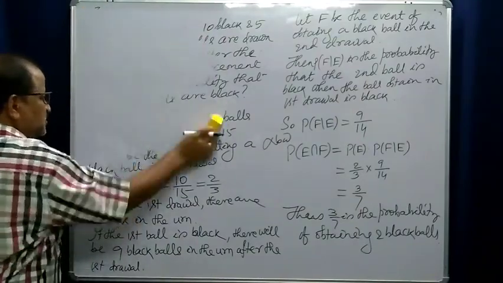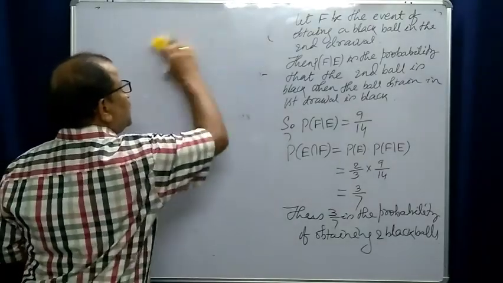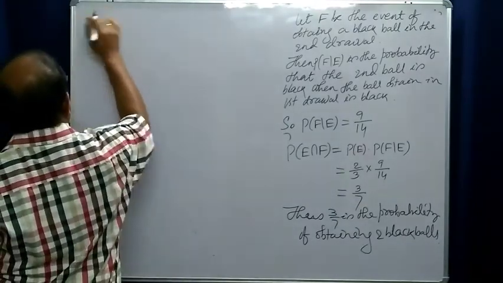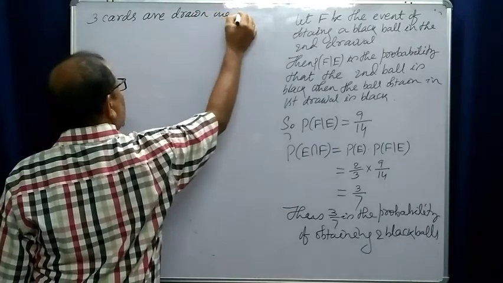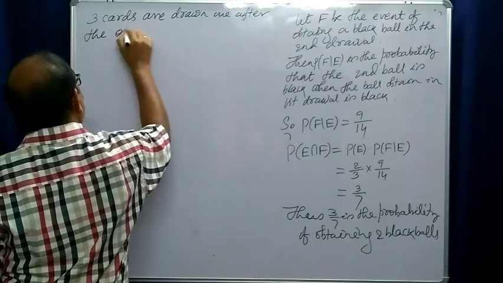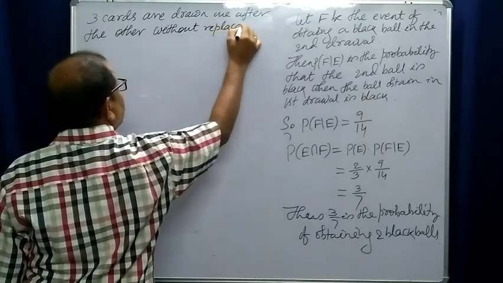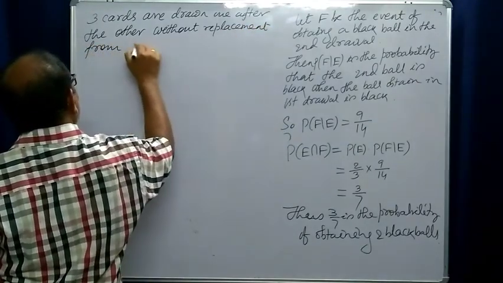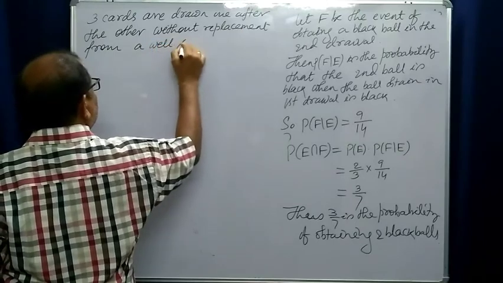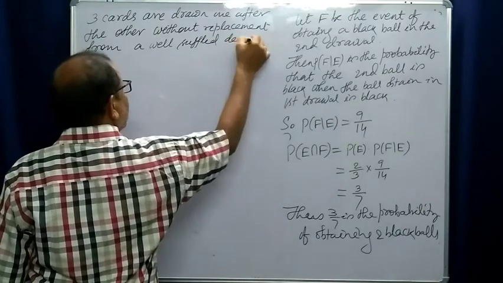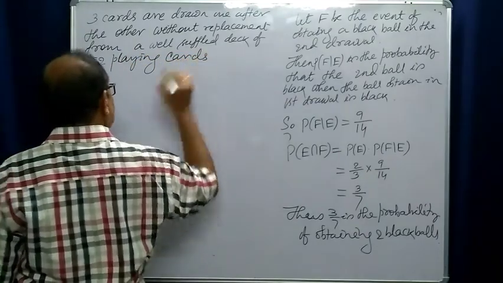I will just discuss the problem. You see the question from your book. 3 cards are drawn one after the other without replacement from a well shuffled deck of 52 playing cards.